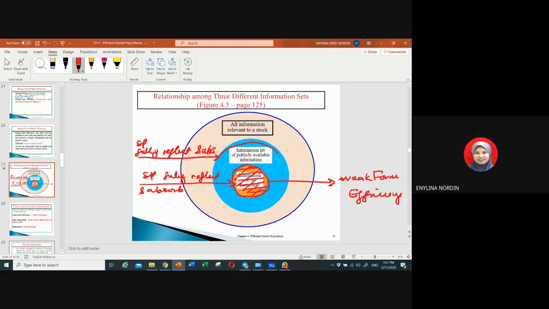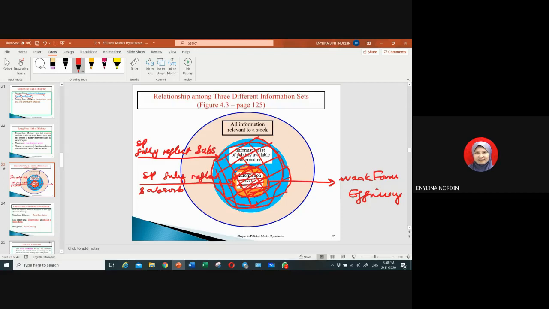this information, right? The second information here, which includes the past stock prices. So you can see that the past stock prices information is a subset of the publicly available information. Okay, so if the stock price absorbs both types of information, the publicly available information which comes from the past stock prices, annual report, and etc.